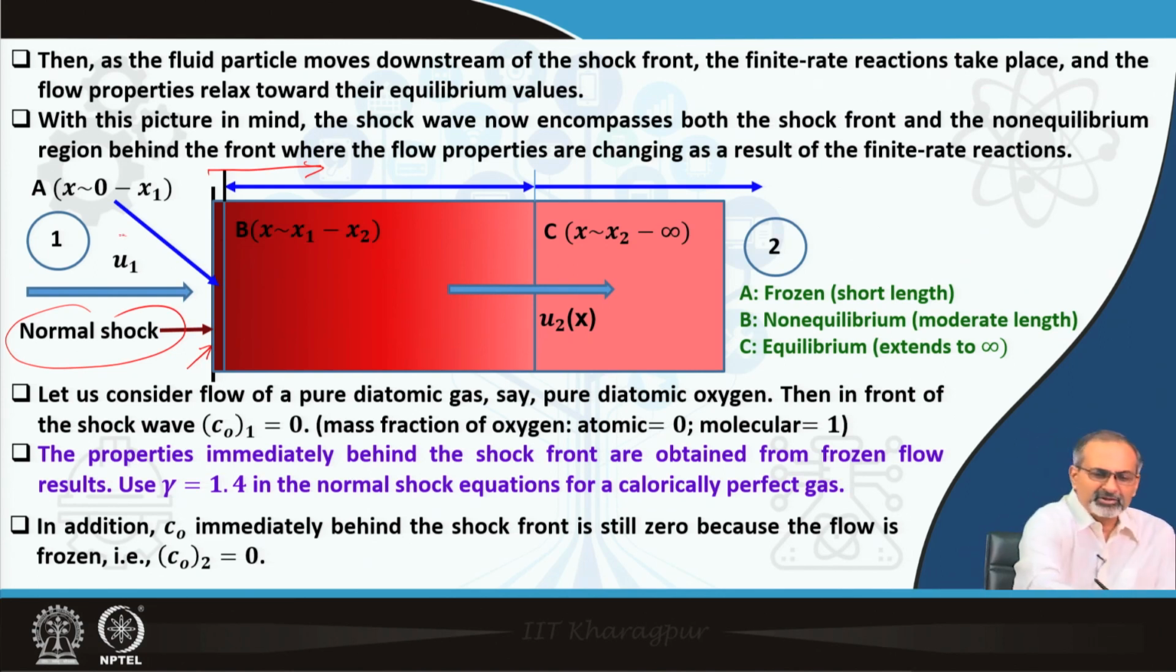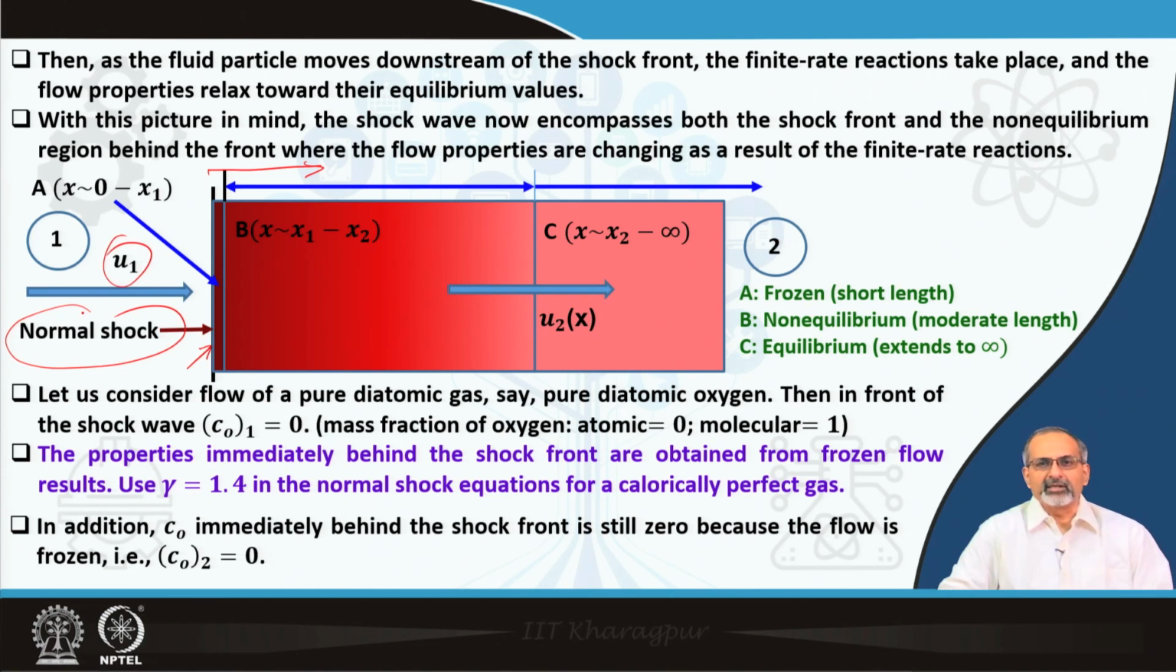And you have the upstream flow velocity u1 and the downstream flow velocity u2, which is essentially a function of x, and that is because of the non-equilibrium that exists behind the shock. As the fluid particles move downstream of the shock, the finite rate reactions take place and the flow properties relax towards their equilibrium values. Simultaneously, the vibrational excitations are also going on. With this picture in mind, the shock wave now encompasses both the front and the non-equilibrium region that is behind.